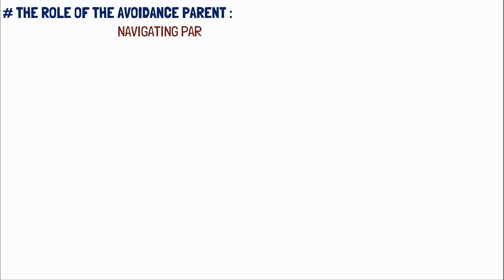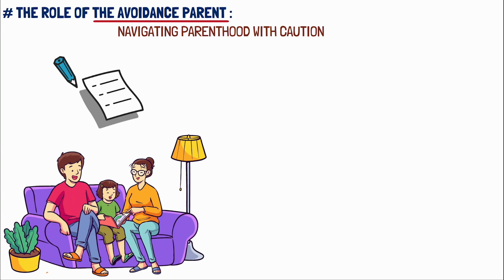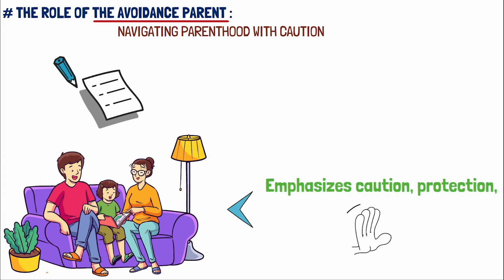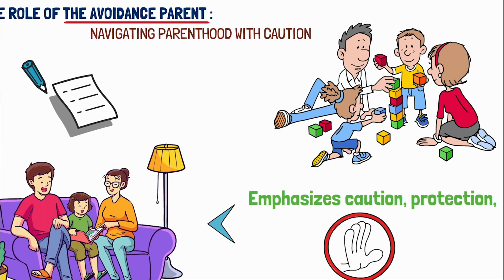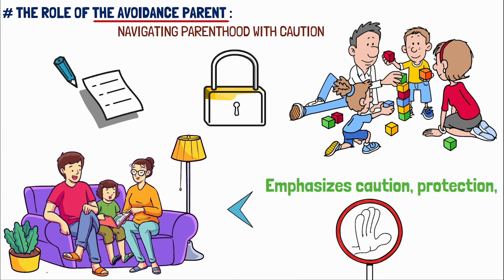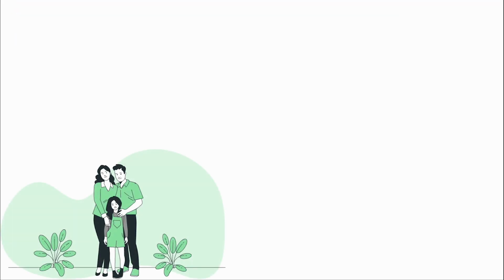The role of the avoidance parent, navigating parenthood with caution. Parenthood is a multifaceted journey, encompassing various parenting styles and roles. One such role is that of the avoidance parent, a nuanced approach to child rearing that emphasizes caution, protection, and the avoidance of potential risks or harm. While this parenting style may seem overly protective to some, it serves a critical purpose in fostering a safe and stable environment for children. The avoidance parent prioritizes the safety and well-being of their child above all else.